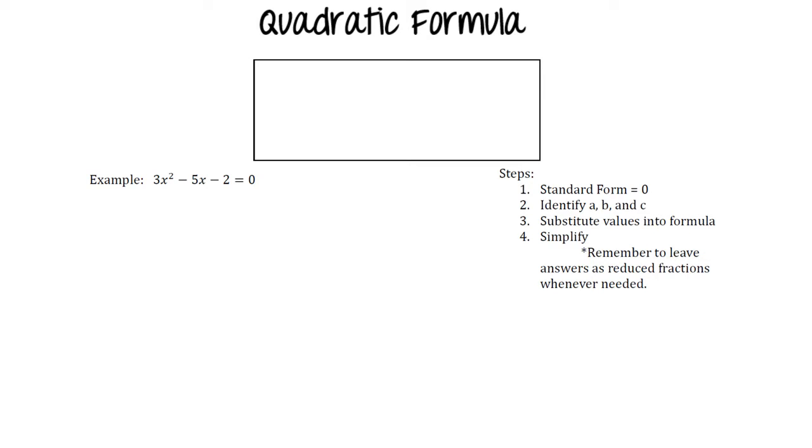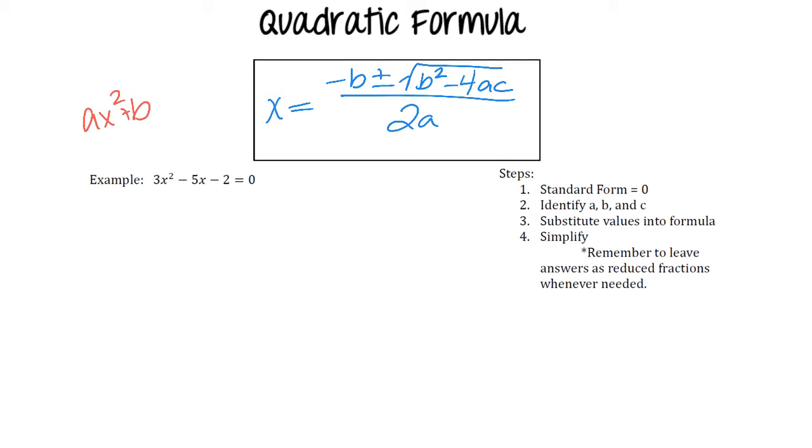It is going to be x equals opposite of b plus or minus the square root of b squared minus 4ac all over 2a. So this a, b, and c that you see here are the a, b, and c from standard form, ax squared plus bx plus c. These are the a, b, and c that are being used here in the quadratic formula.